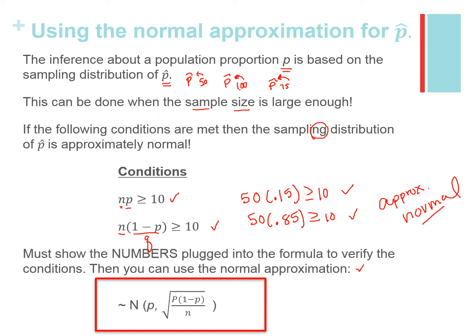Then we'll be able to use the normal approximation, where the mean of the sampling distribution is the mean of the population and the standard deviation is the square root of the successes times the failures divided by the sample size. Remember, it's the sample size of each individual.